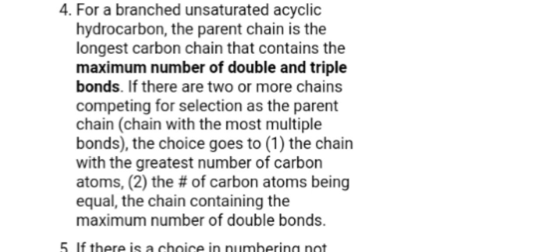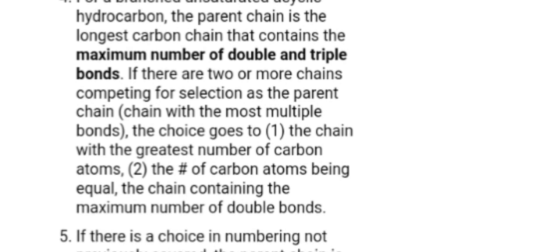For a branched unsaturated acyclic hydrocarbon. Remember, acyclic means what? Open chain carbon atoms. This one is unsaturated, that means it has multiple bonds. Acyclic hydrocarbon that has multiple bonds. The parent chain is the longest carbon chain that contains the maximum number of double and triple bonds.